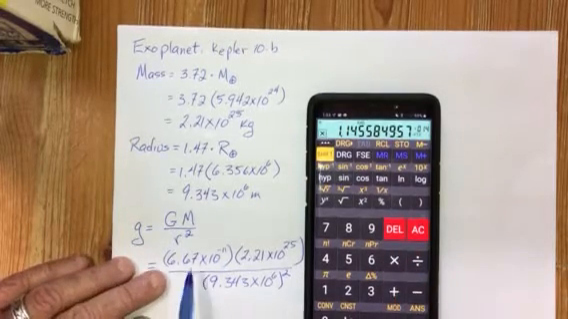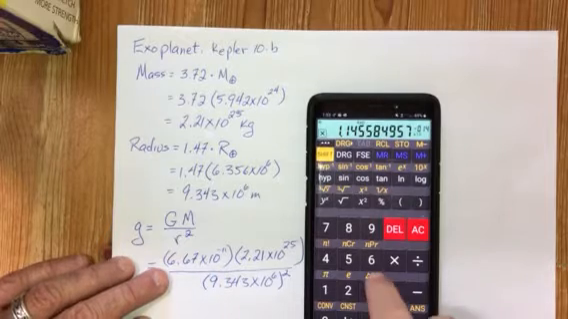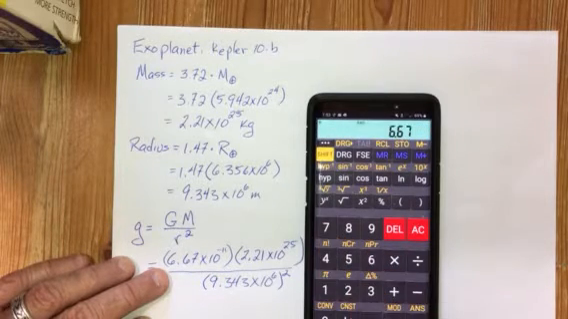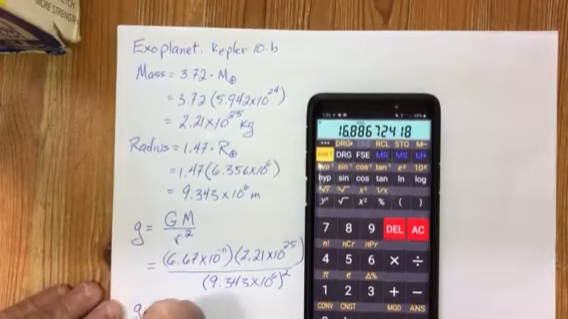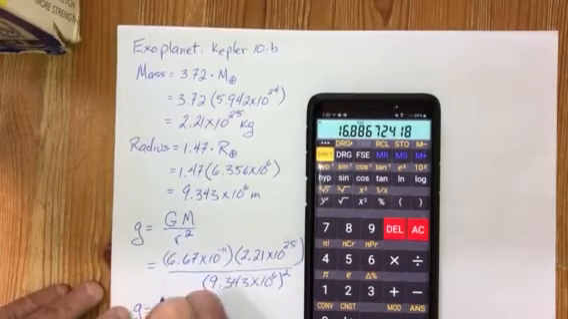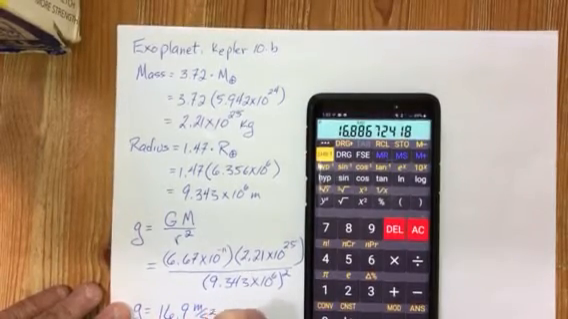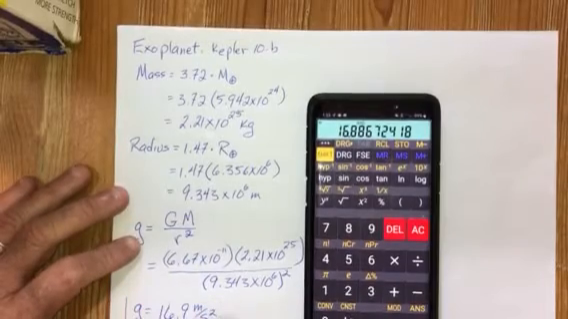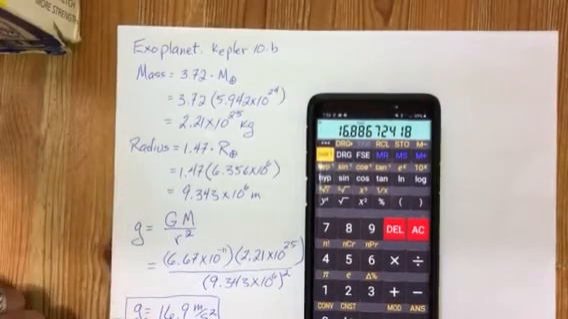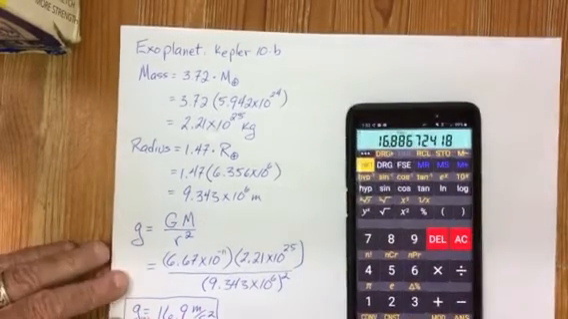So now we're going to multiply that by the quantities in the numerator, which are 6.67 exp negative 11. And then we're going to multiply that by 2.21 exp25, and that gives us an acceleration due to gravity of, it looks like, about 16.9 meters per second squared. Okay, and that's good to know. That's the acceleration on Kepler 10b, the acceleration due to gravity.